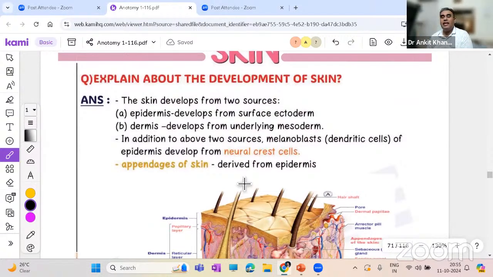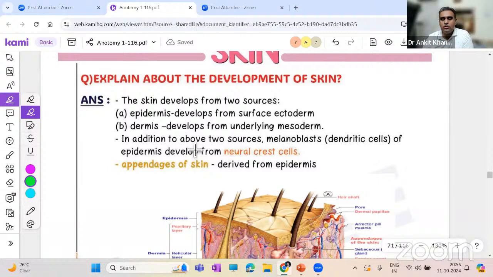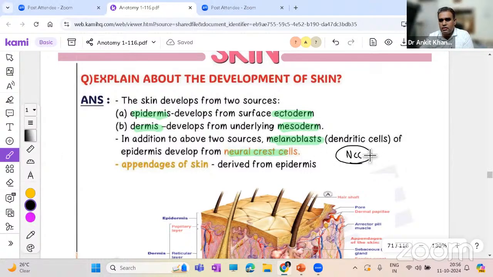Development of skin, we already discussed as the ectoderm. Ectoderm gave rise to only the epidermis, while the dermis was coming from mesoderm, if you remember. So do remember whenever someone asks you skin development, it is not entirely ectoderm, but also mesoderm, because epidermis and dermis are different. In addition to the above 2 sources, melanoblasts of the epidermis develop from neural crest cells. Neural crest cells come from a part of ectoderm only, though we casually regard them as a fourth germ layer. They give rise to the melanoblasts, the color over here.